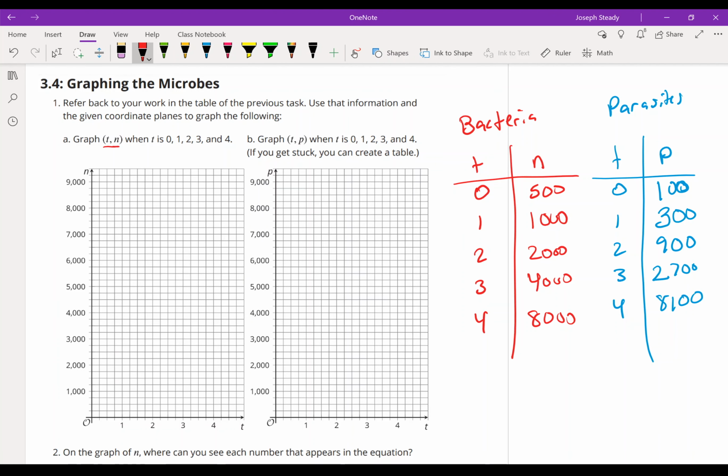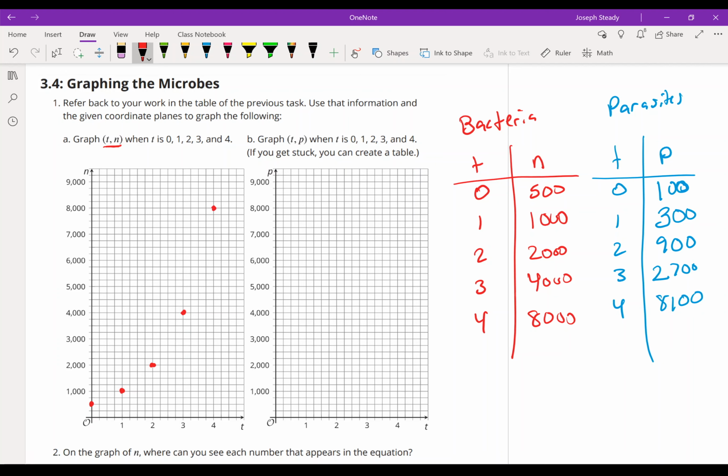Now, once we actually go ahead and graph these, I want to point out they want us to graph t comma n. So that means that, for example, t being 0 and n being 500, that is going to become the point 0 comma 500. So we'll put that on our graph. 0 is right over here, and 500 is there. And then 1 comma 1,000, 2 comma 2,000, 3 comma 4,000, and 4 comma 8,000. So there are all of our points for that bacteria population.